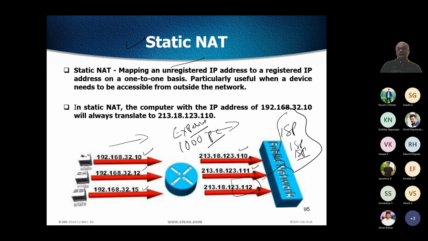So in static NAT, the computer with the IP address 32.10 will always translate to 110. Only this guy is dedicated. That means static NAT uses only one-to-one communication. Just imagine if 1,000 PCs means you need 1,000 internet connections, which is not possible and very expensive, right? That's the reason, guys, in a Wi-Fi router, NAT functions automatically.